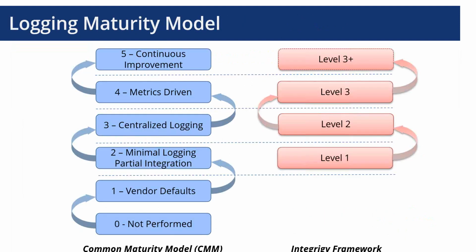Another way to look at this is the common maturity model, CMM: not doing something, maybe just running with the Oracle database defaults, but then the idea that you could start consolidating with centralized logging, for example, implementing the Oracle Audit Vault there, and then improving on into level 3.